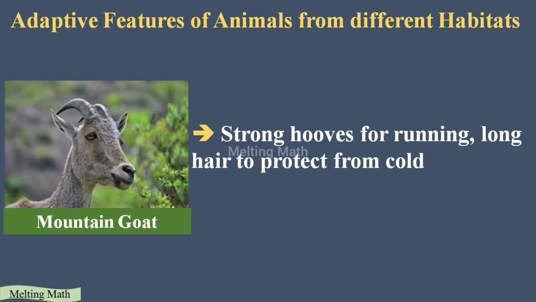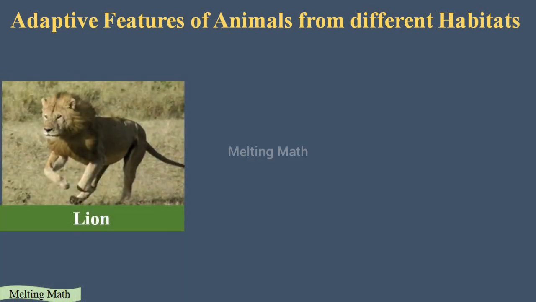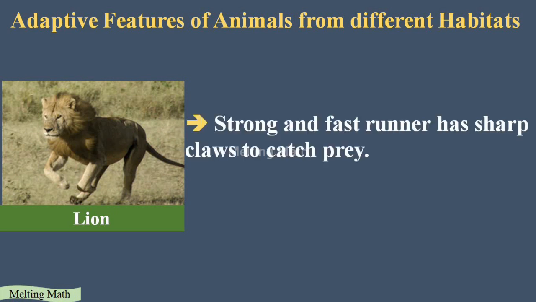Next, fourth one, lion. Its habitat is a forest. Its adaptive features are that it is a strong and fast runner and has sharp nails to catch prey. Here they mention claws, it's nothing but nails. The lion has sharp nails to catch any other animal or any other living things. It has strong feet for running, and also sharp nails to catch food, other living organisms. That's it.